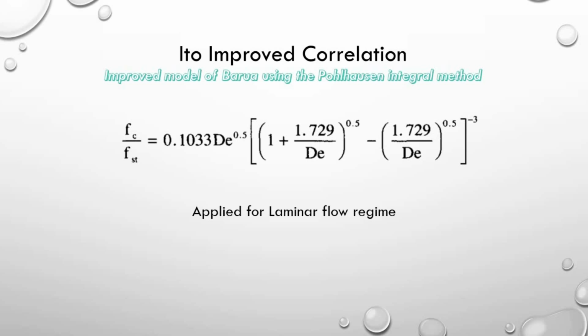Ito again provided an improved correlation and used a different technique, known as the Pohlhausen integral method, to solve it. He gave the following correlation. The limitations are not defined, and it is always applied in the laminar flow regime.